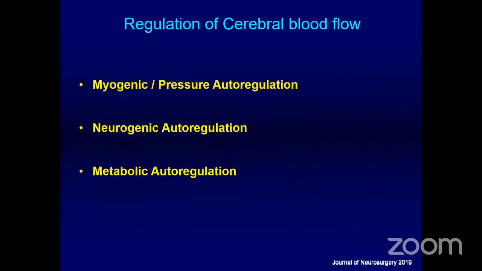There are three mechanisms which talk about the maintenance of this autoregulation. I think this is important for understanding before we go on to understand what are the targets that we should be looking forward to. So one is the myogenic or the pressure autoregulation. The other one is the neurogenic autoregulation, whereas the third one is the metabolic autoregulation. The neurogenic autoregulation does not contribute much. Mostly it's because of the myogenic as well as the metabolic autoregulation, but all of them become a part of it.